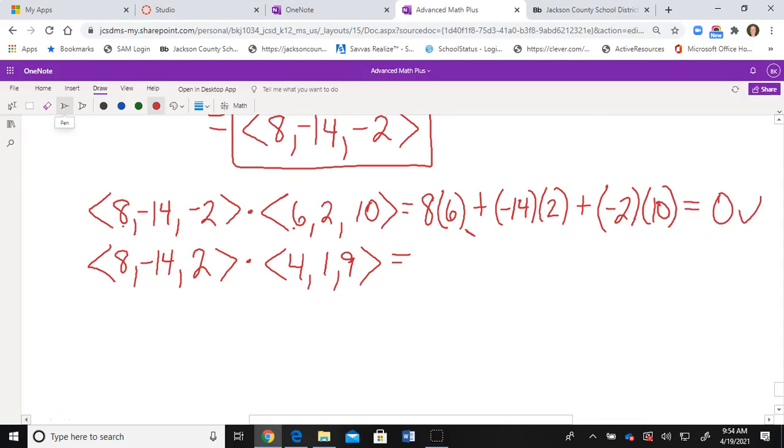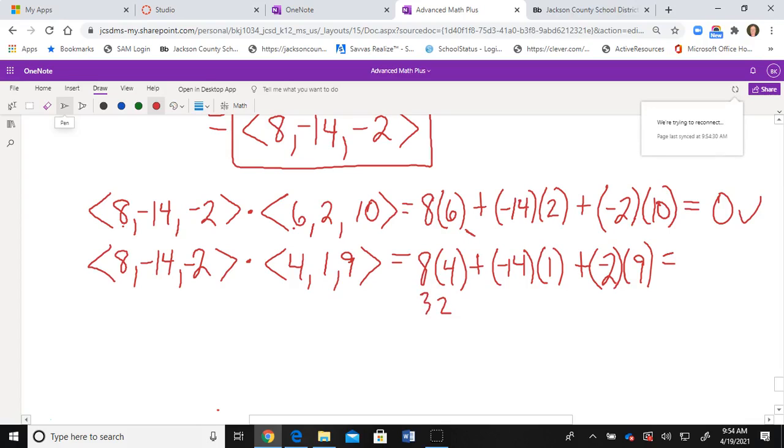So that checks out. Second one, 8 times 4 is 32, plus negative 14 times 1, plus negative 2 times 9. Alright, so that's 32 minus 14 minus 18. That makes 0.